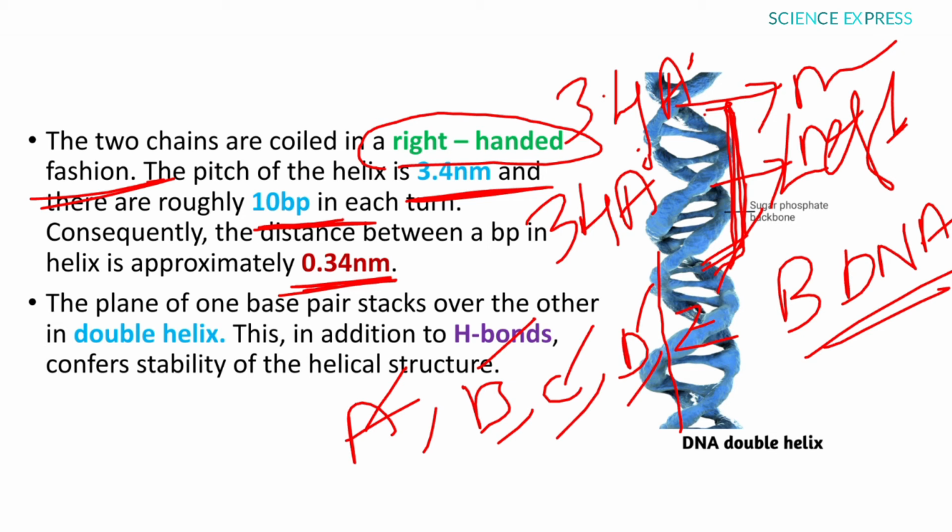Clear? Now, the plane of one base pair stacks over the other in a double helix. This, in addition to hydrogen bonds, confers stability to the helical structure.